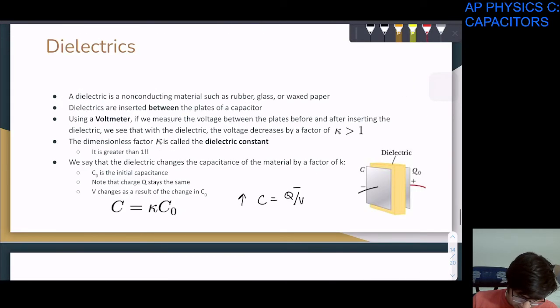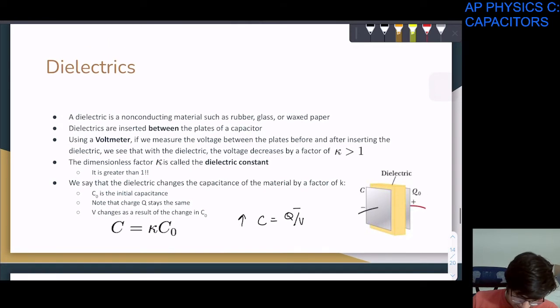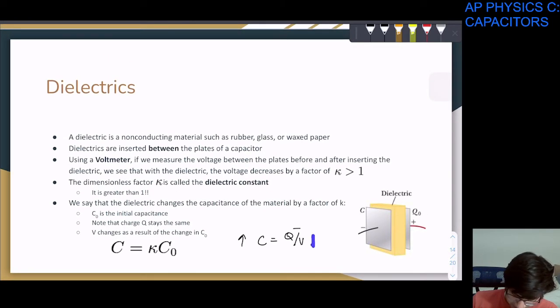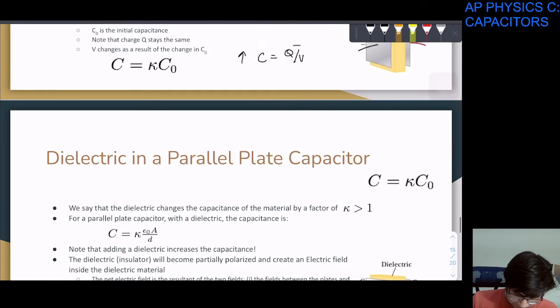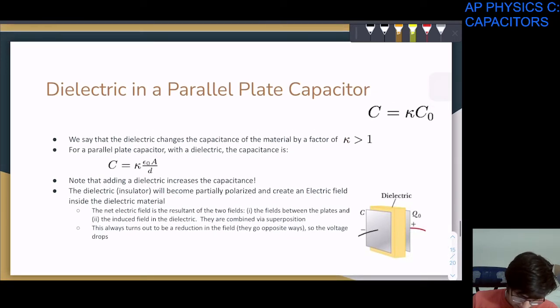I think I misspoke here. I think the voltage will actually go down, right? Yeah, the voltage will go down if we have the same amount of charge. I guess a cool thing.